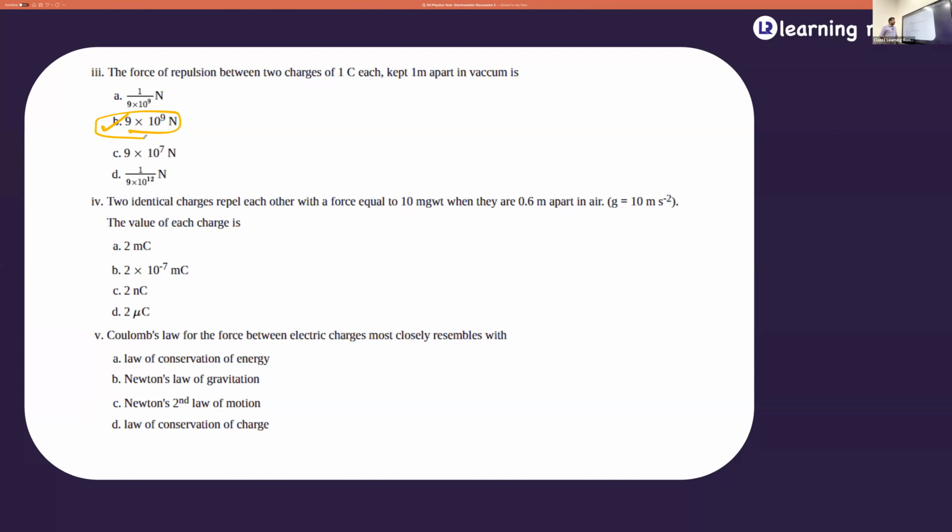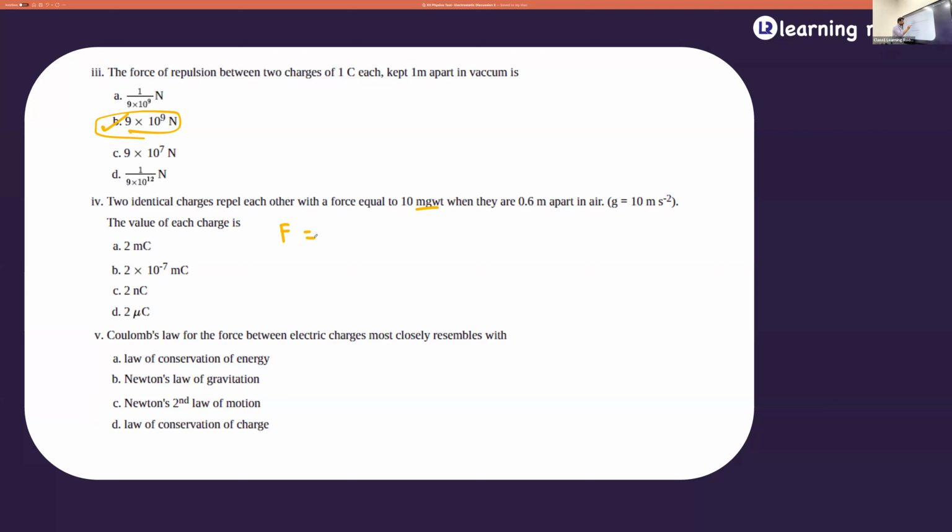Fourth one. Two identical charges repel each other with the force of 10 milligram weight when they are 0.6 meter apart. In which medium? In the air medium. The value of each charge is how much?